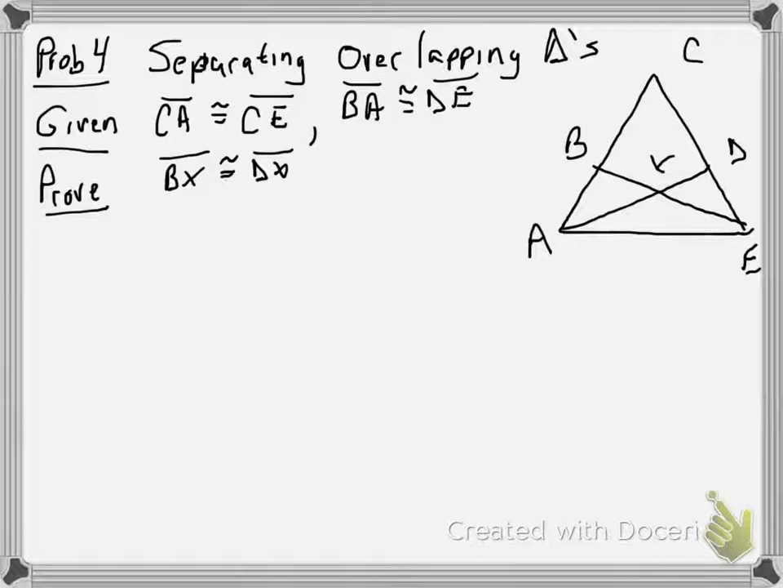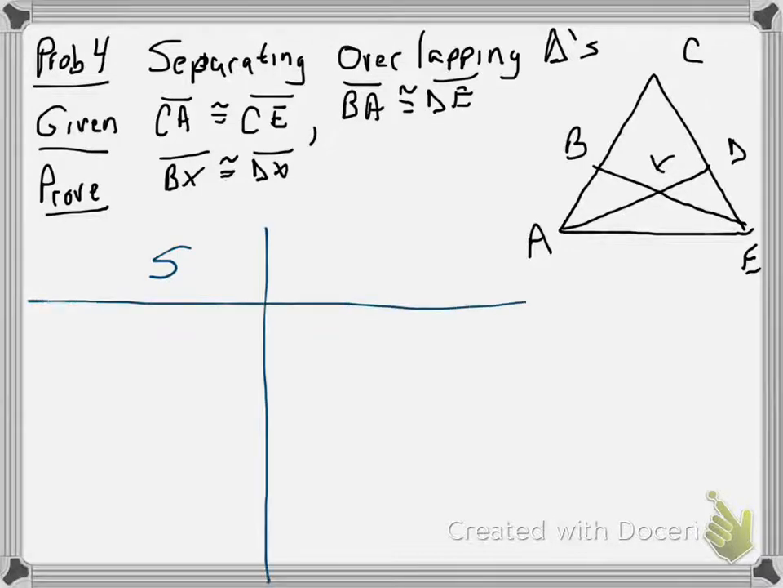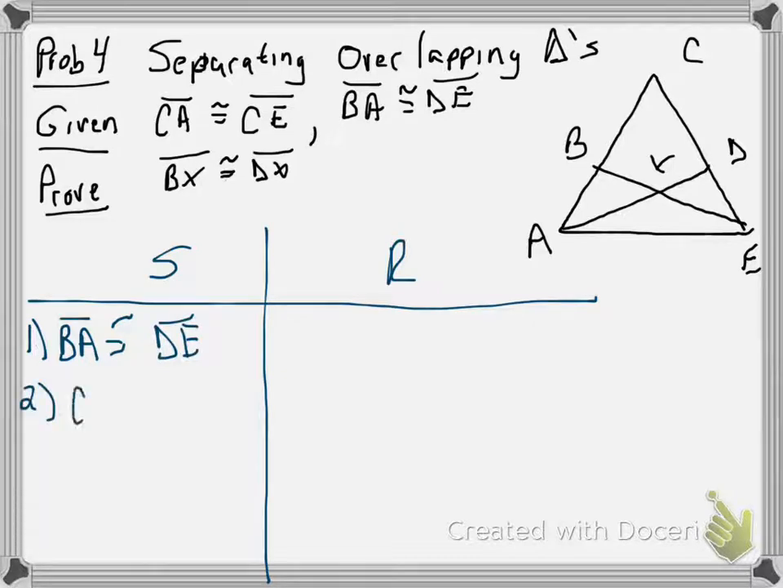Problem 4 is talking about separating overlapping triangles. This is a doozy of a proof, I will tell you that much. So we'll work through as best we can here. It's going to be hard to explain. We'll probably have to go over this one in class as well. But let's start with our given like we always do. 1, BA is congruent to DE. And 2, CA is congruent to CE. It's given. And that's given.